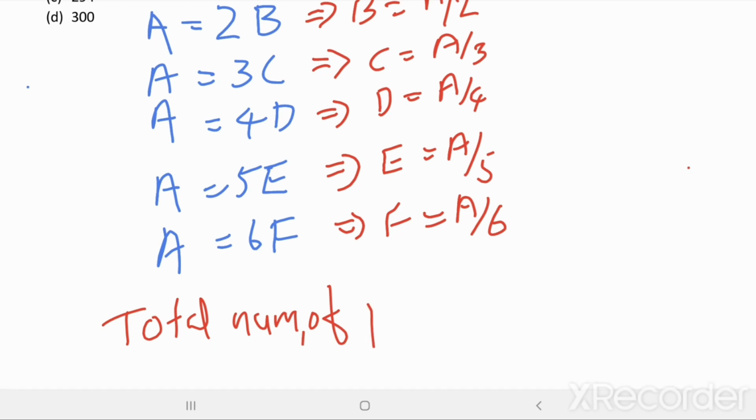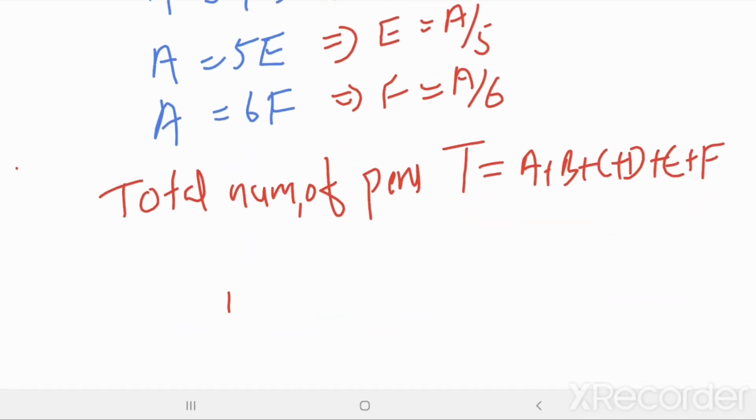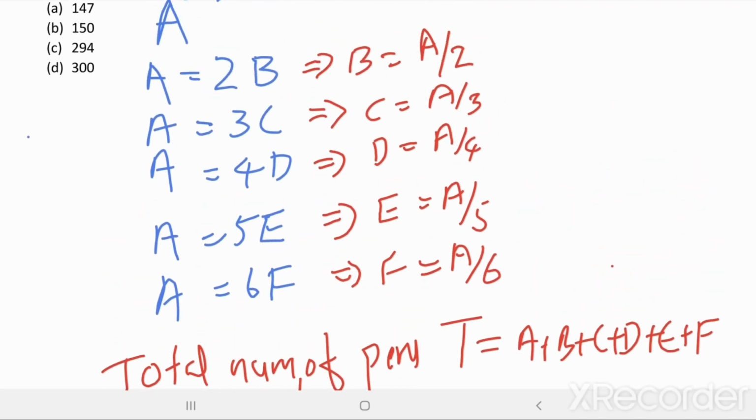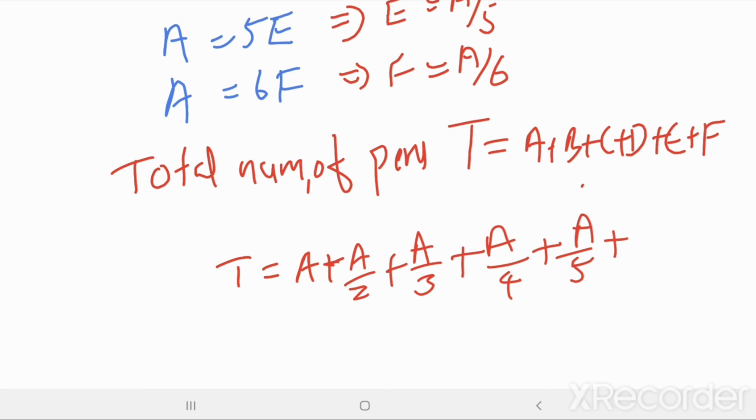Total number of pens distributed by X, let us take it as T. This is equal to A plus B plus C plus D plus E plus F. Then T equal to A plus B equal to A by 2, plus C equal to A by 3, plus D equal to A by 4, plus E equal to A by 5, plus F equal to A by 6.